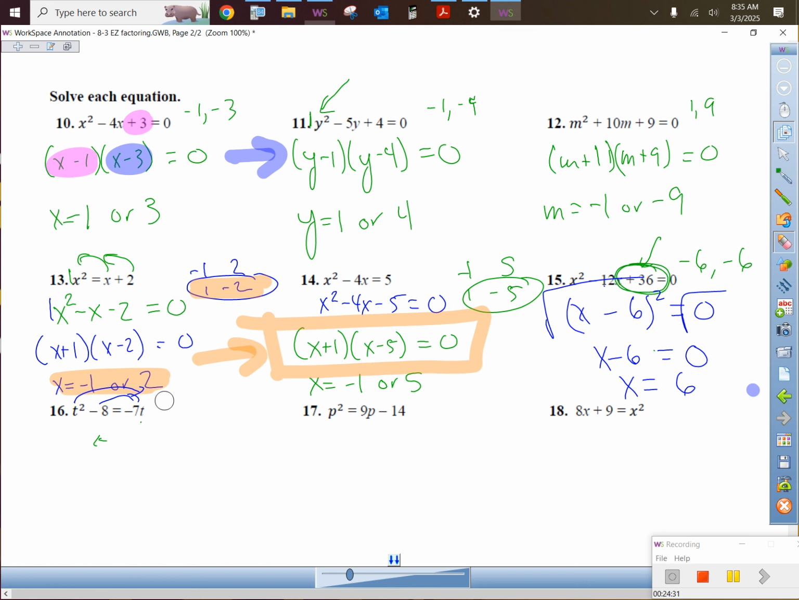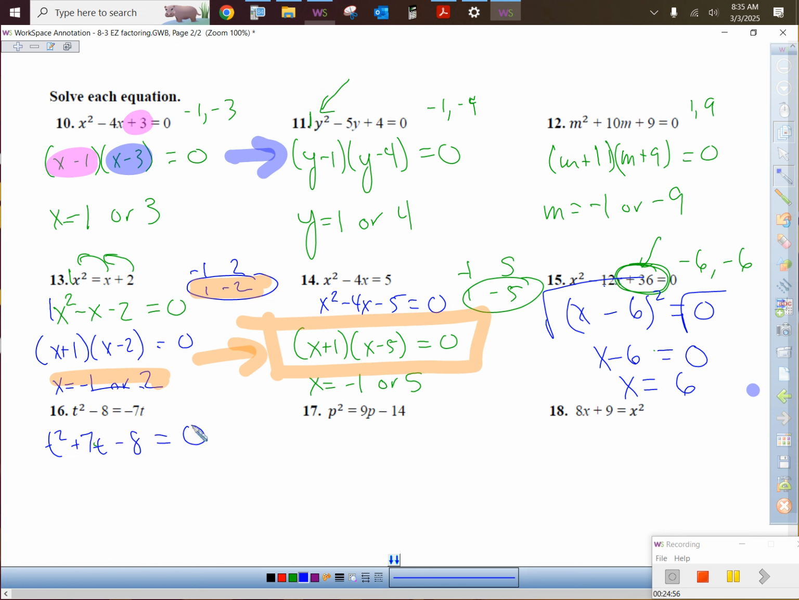Now here's where we could get ourselves in big trouble. Where should that plus 7t go? Don't we have to add 7t to both sides? Where should it go? First, middle, or last? It needs to go in the middle. Doesn't he have a t with it? Are you with me on that? So it'll be t squared plus 7t minus 8 equals 0.